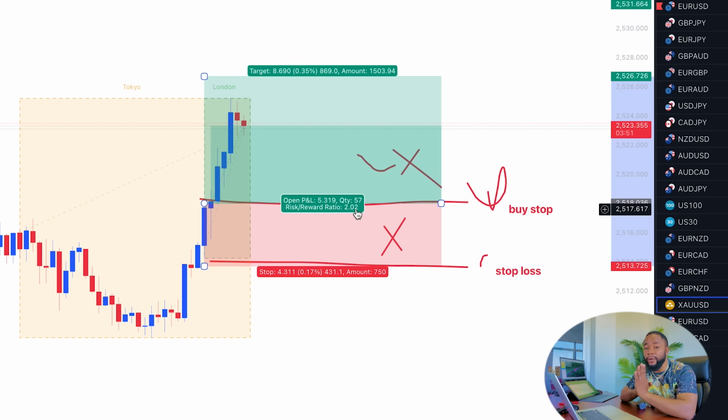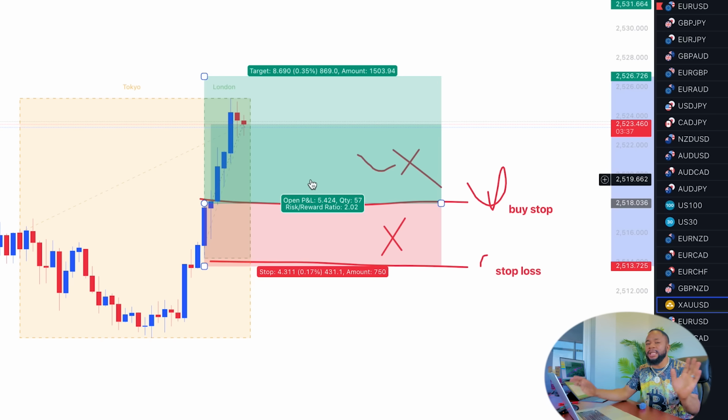I always go for a risk to reward of 1:2, so that if this one doesn't go my way and I come back during the London session or the New York session, I'm still going to be able to get a big winner that will cover any small loss. So this is what I do. I'm just sitting and waiting.